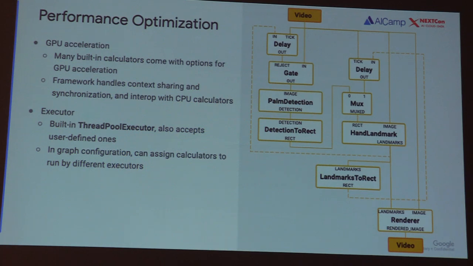Another feature for performance is the executor. An executor is essentially a thread pool, a set of CPU cores, which are going to be assigned to specific calculators in the graph. And this can be used to assign special resources to some calculators which need those special resources.